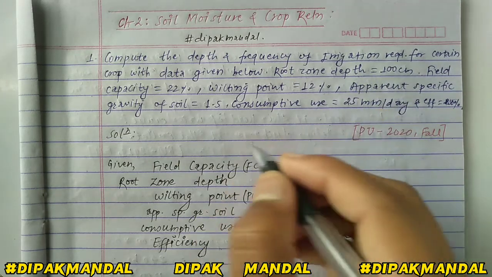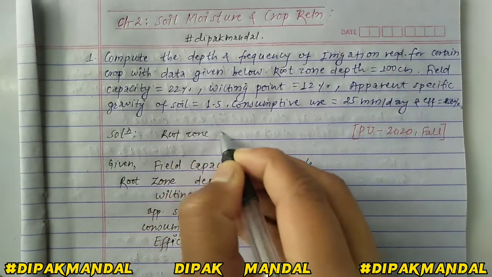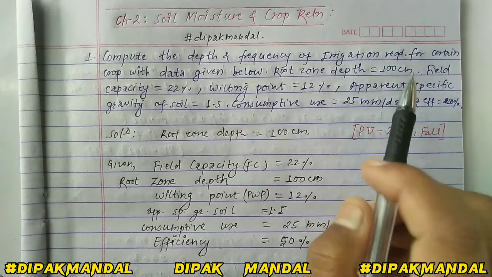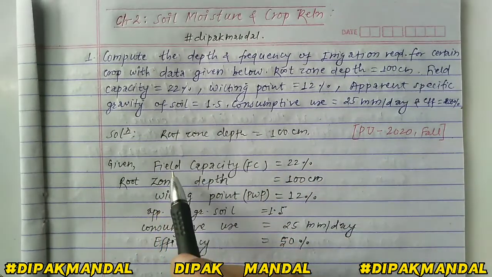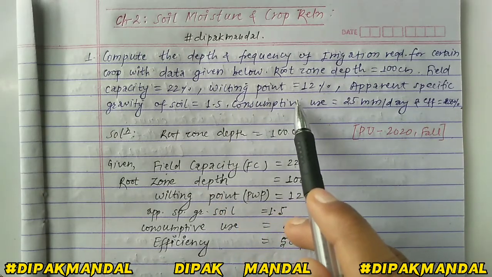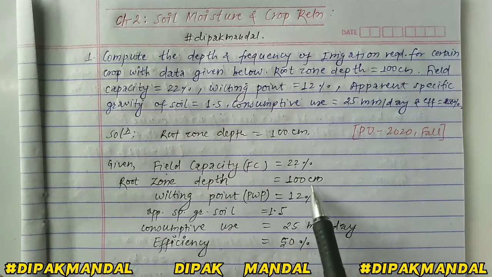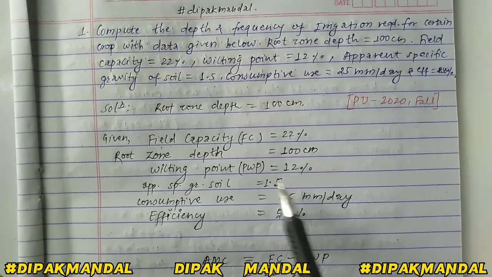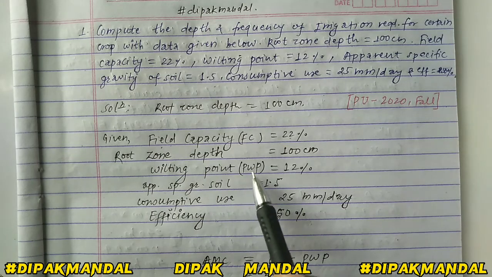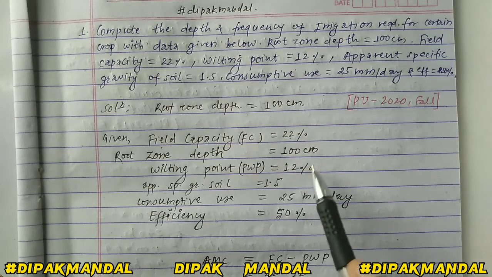So let's see the given data. Let's write here root zone depth equal to 100 cm, and the field capacity equal to 22%. So given field capacity equal to 22% and wilting point equal to 12%. So we have root zone equal to 100 cm, I have already written here, and wilting point, that is PWP, equal to 12%. Simply, the wilting point is denoted by PWP. PWP means simply the wilting point. Okay, and it's given here 12%.